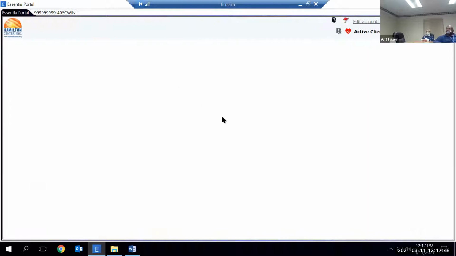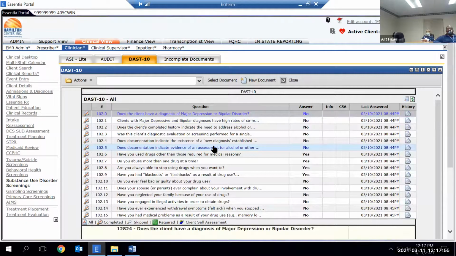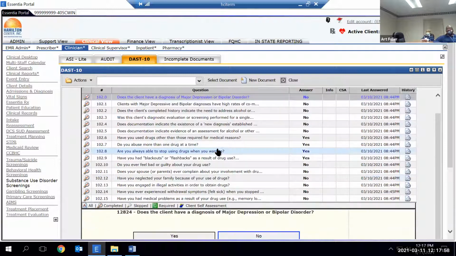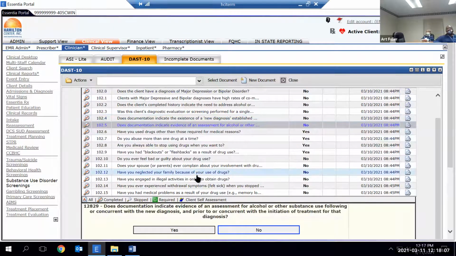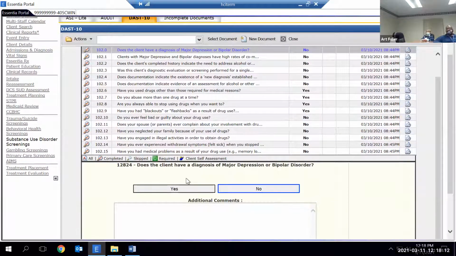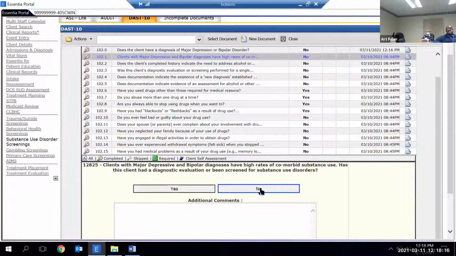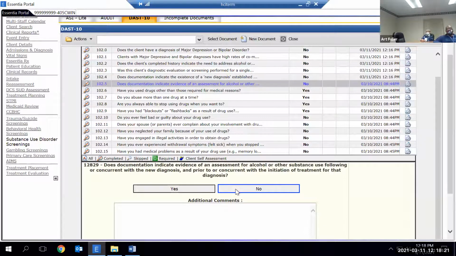The DAST is another one, the drug abuse screen. This one has to do more with how their drug use, substance use is affecting their functioning. So, for example, some of these first questions are just about their diagnosis, so you might not know yet when they come to access, but we can just go through some of this. So no, no, no.